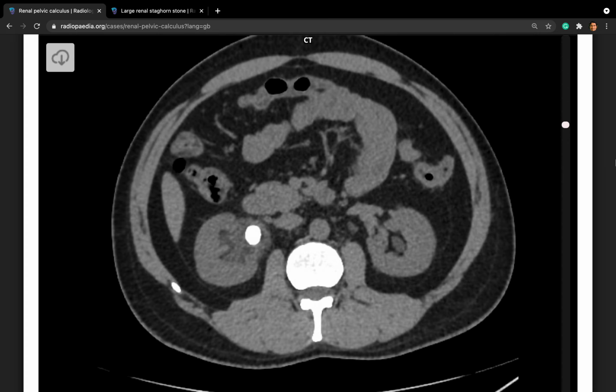And this is how we go ahead and do the procedure. Okay. What do you mean by the F1 and F2 focal points? So the F1 and F2 focal points: F1 is where the shock waves are generated, and F2 focal point is the target point where the stone is, and that is where we focus the waves and try to break the stone.